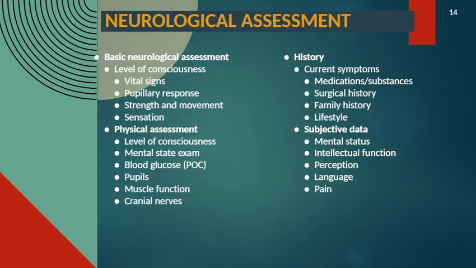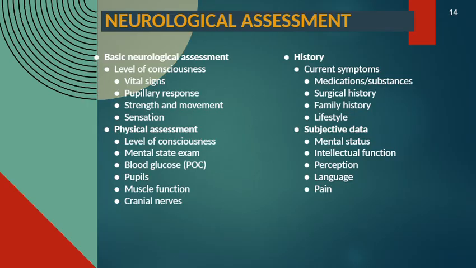Then we assess sensation, which helps identify nerve involvement or spinal cord issues. During the physical assessment, we perform a more detailed look at mental status and orientation, including person, place, time, and situation. We also perform a point of care, or bedside capillary blood glucose check, because hypoglycemia can mimic neurological emergencies, such as stroke. We re-examine pupils, assess muscle function, and evaluate cranial nerves as indicated.